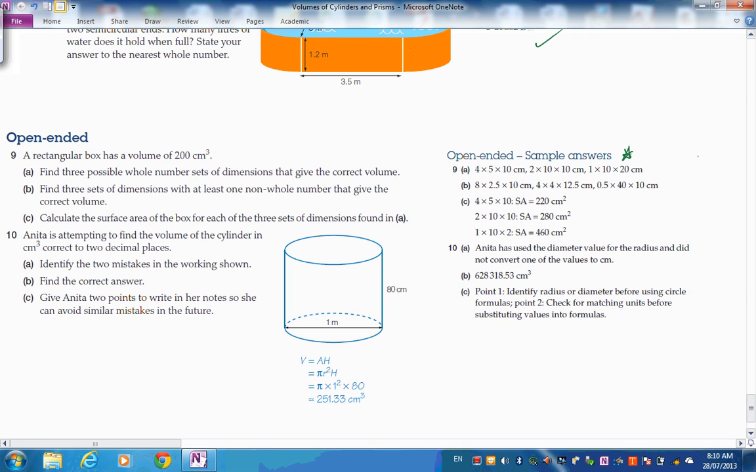All right. I hope you enjoyed that. You can see we might have to still do some more volumes, because what do you do if the body hasn't got a uniform cross-section?